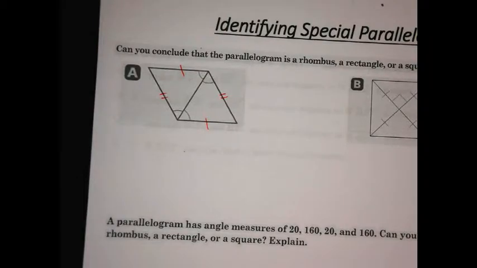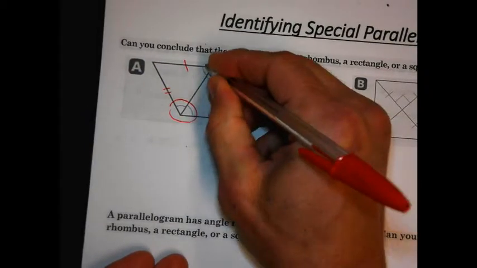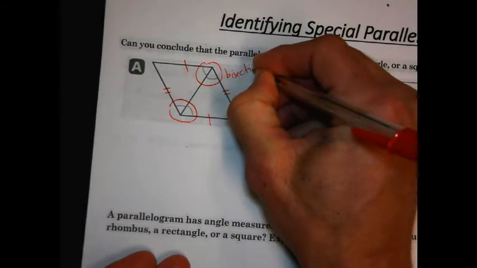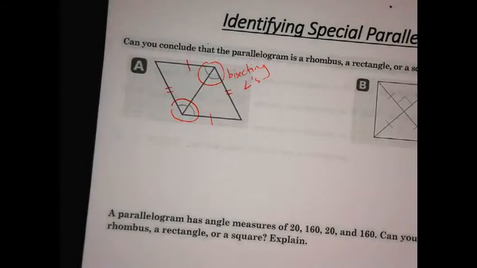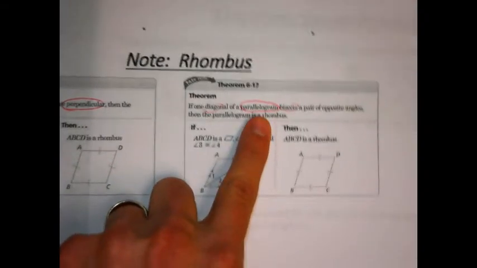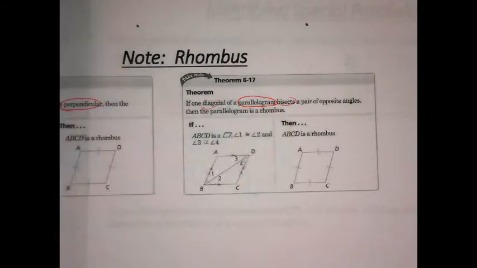Now, what's happening in this given diagram? We have a diagonal that is bisecting opposite angles. Okay, it's bisecting angles. And if we have a parallelogram and we have diagonals that are bisecting opposite angles, that note that we just saw, we have a rhombus by definition. So indeed, that is a rhombus.